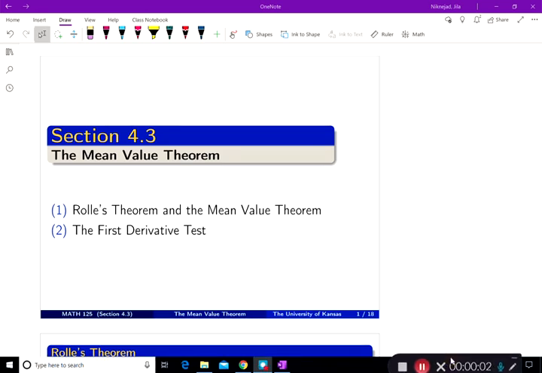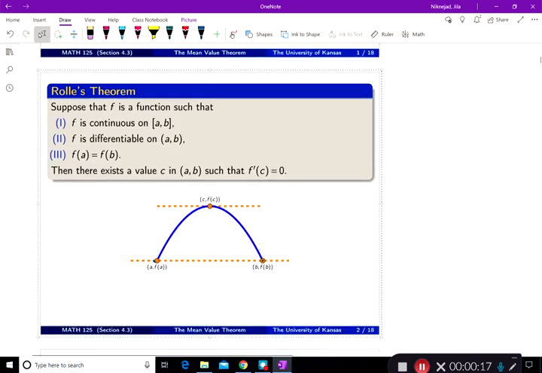We're starting section 4.3, the mean value theorem. This includes Rolle's theorem and the mean value theorem, and then the first derivative test, because the first derivative test actually is a result of the mean value theorem.